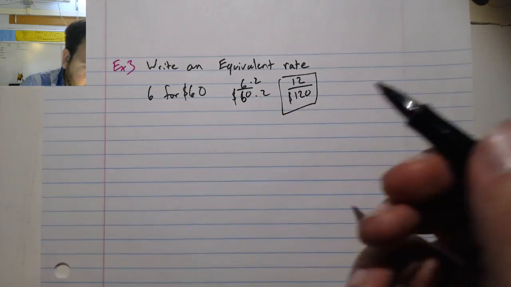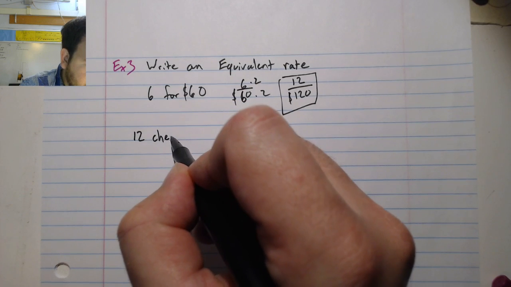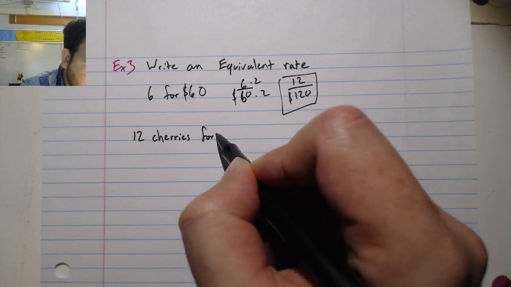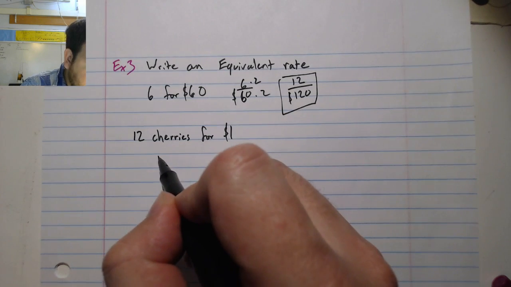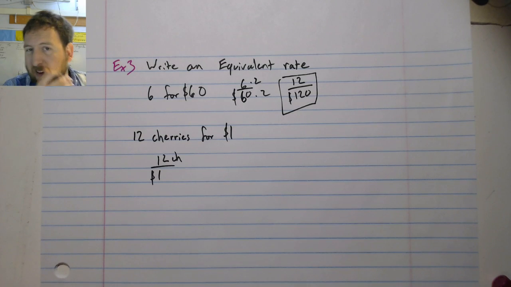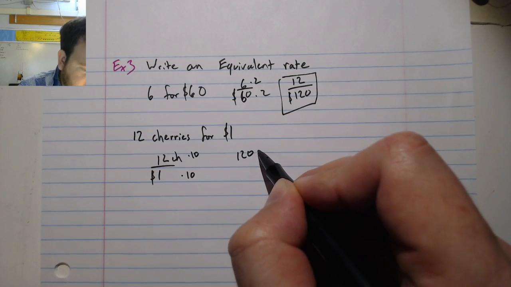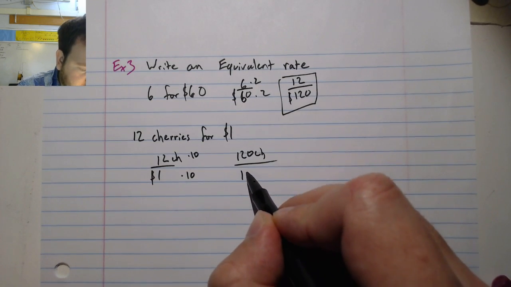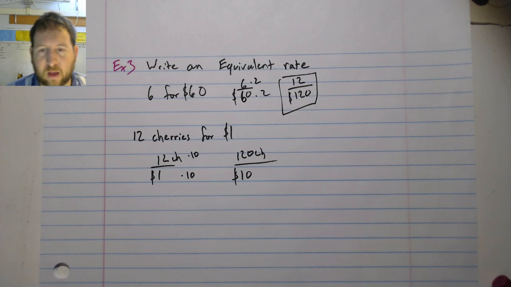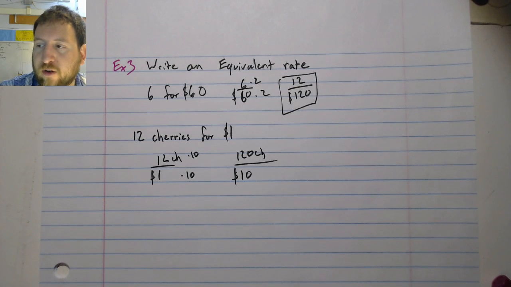Let's do another one. Say I have 12 cherries for $1. I can just multiply both by 10. And I can do 120 cherries for $10, which works out. Makes sense? And that's pretty much what you're going to be doing. You're also going to be simplifying some of these rates and fractions, and it should work out pretty well. Good luck.